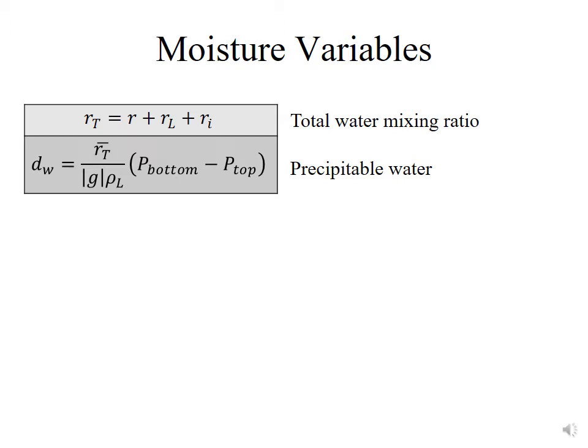And secondly, we're introducing the concept of precipitable water, which is the amount of water that is in a column of air from one pressure level to another pressure level. And the precipitable water, dW, is defined as the average total water mixing ratio over that layer times the difference in the pressure between the bottom and the top, divided by gravity and divided by the density of liquid water, which is 1,000 kilograms per cubic meter.